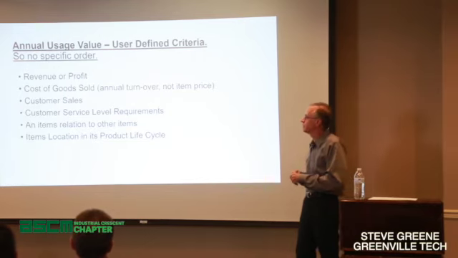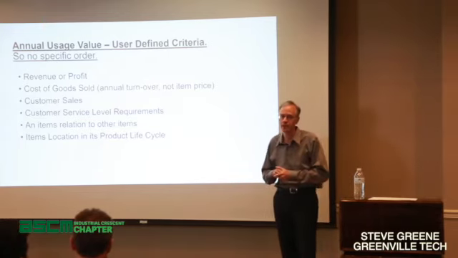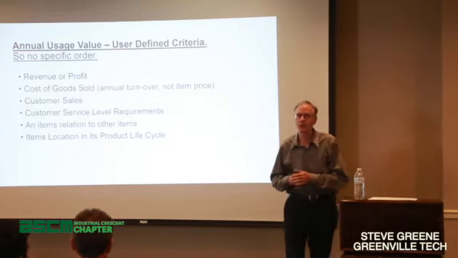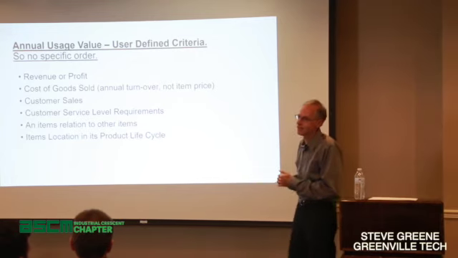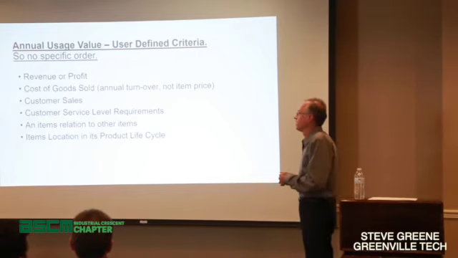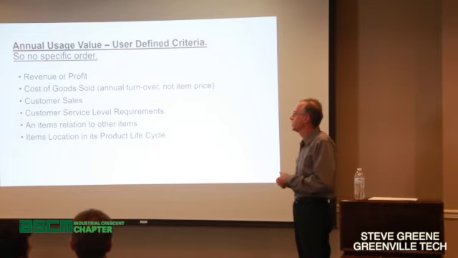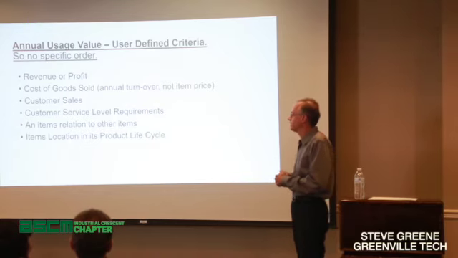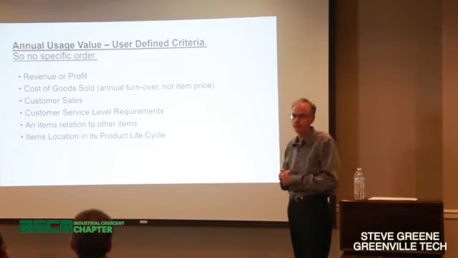The first one is going to be the revenue or the profit that comes in from the inventory item. The second one is cost of goods sold, and that is based on annual turnover of inventory, not the item price. Third is customer sales. Fourth is customer service level requirements.